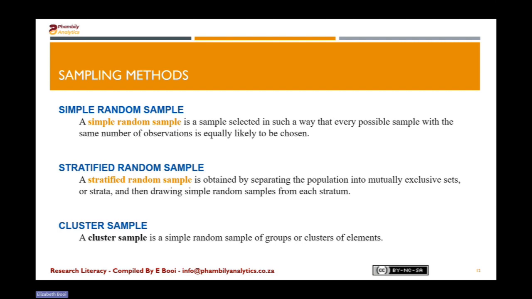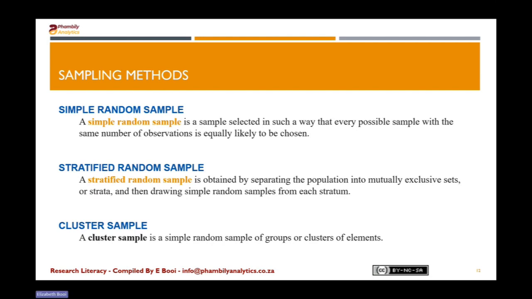But we have this probability sampling method. With this method, with every decision that we make using the sample statistics, we want to infer those results back to the population. And to do that, we can apply different methods. We've got three methods that we can use. The simple one is called the simple random sampling method.